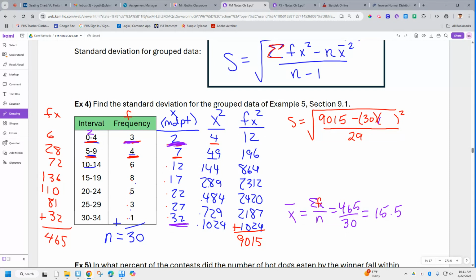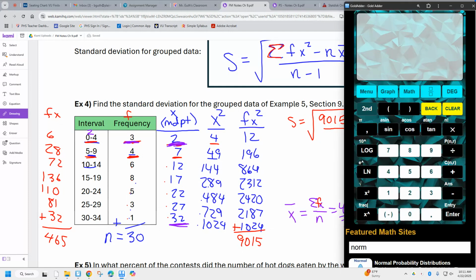Which goes right here, 15.5. That's our mean. And the rest of this is just a calculator question. We can do that square root. So we should be able to type that in.